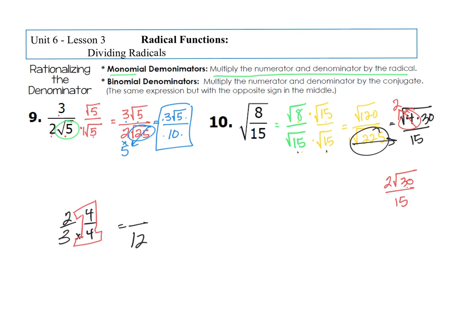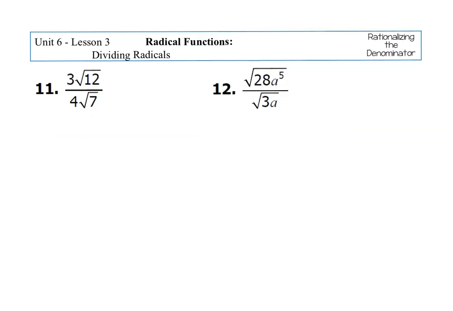And remember, 30 and 15 cannot simplify each other because 30 is underneath the radical. It's off limits. 2 and 15 don't have any common factors. They can't simplify, so this is done. Okay, let's look at number 12 here on the back side of our notes.